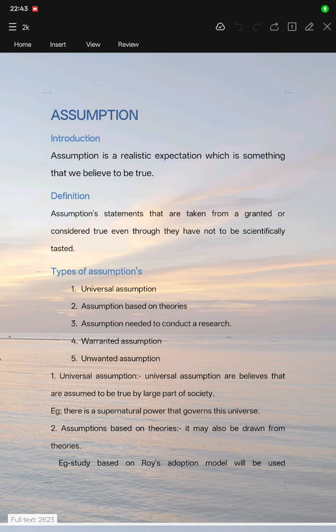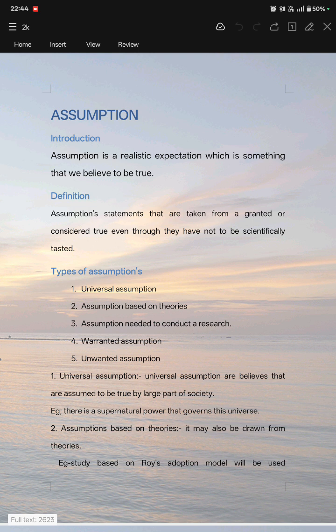Third topic is assumption. First point, introduction. Assumption is a realistic expectation which is something that we believe to be true. Next is definition. Assumption statements are taken as guaranteed or considered true even though they have not been scientifically tested.